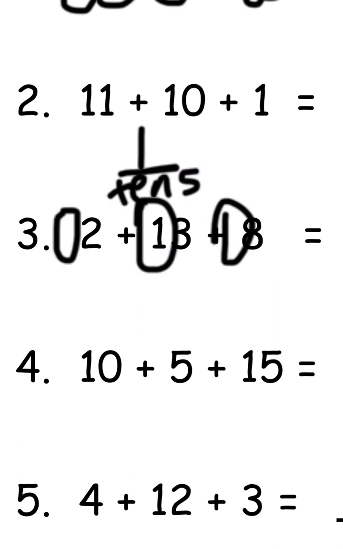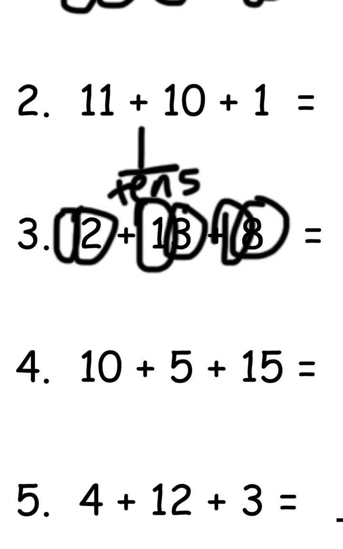Now we have to add the ones place, so we have 2, 3, and 8. If we add 2 and 8, it's going to be 10, and then if we add 10 and 3, it's going to be 13. When it's larger than 9, how are we going to add them, right? So we have 13 now.